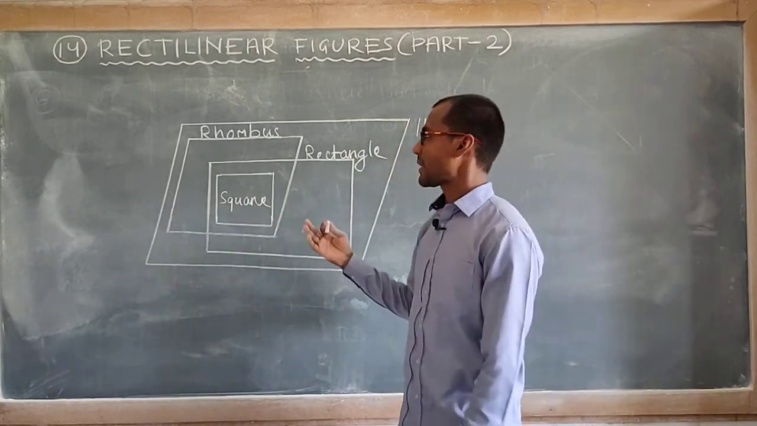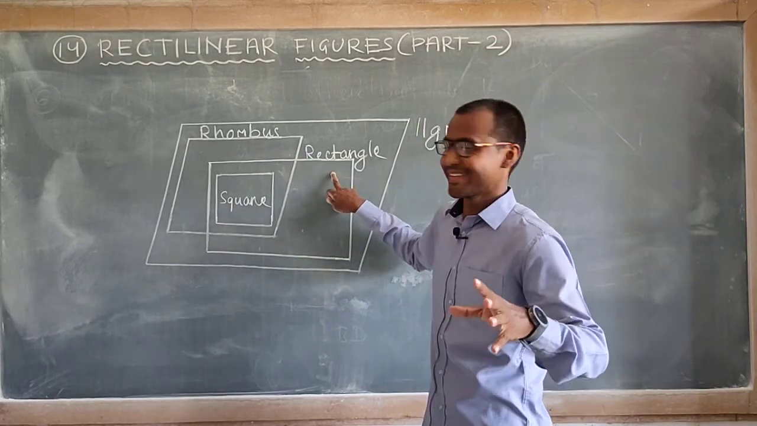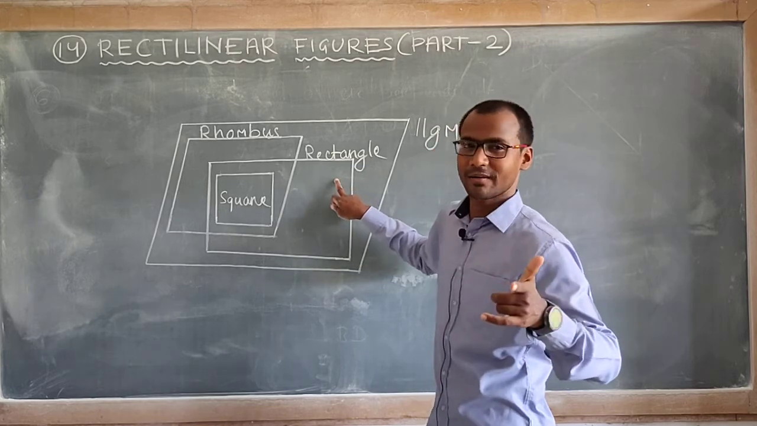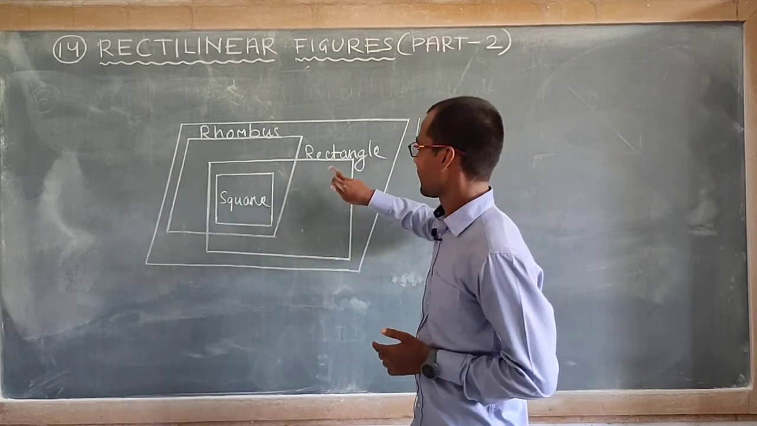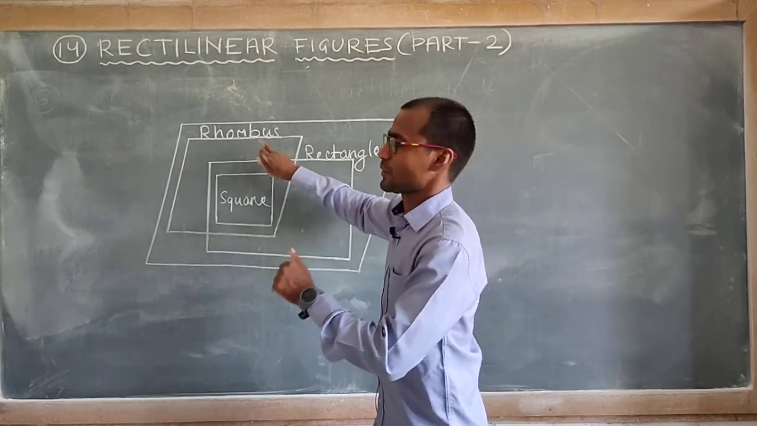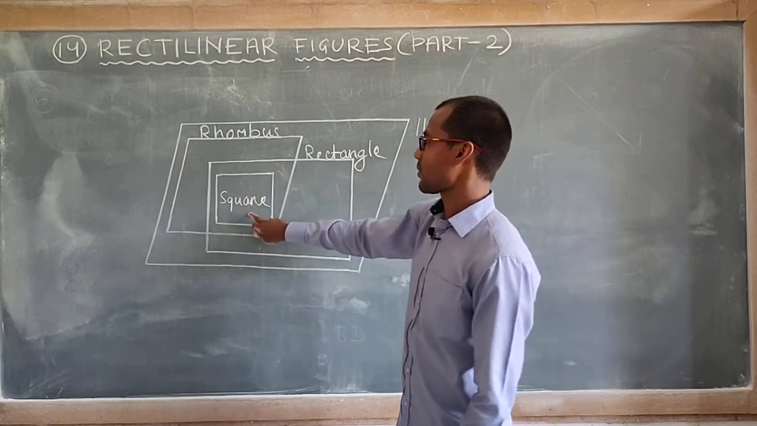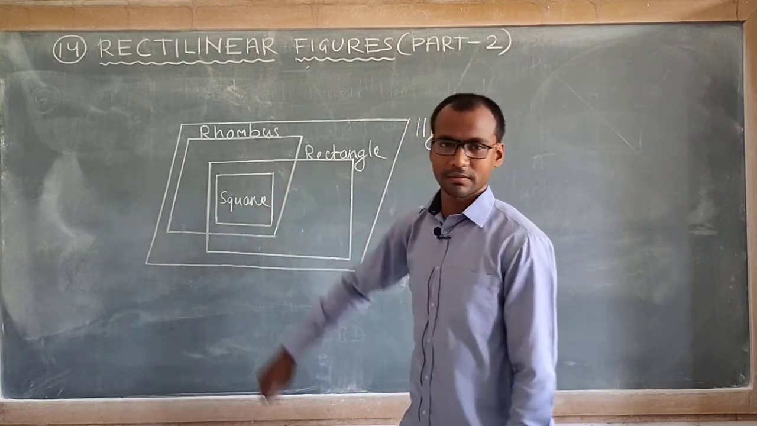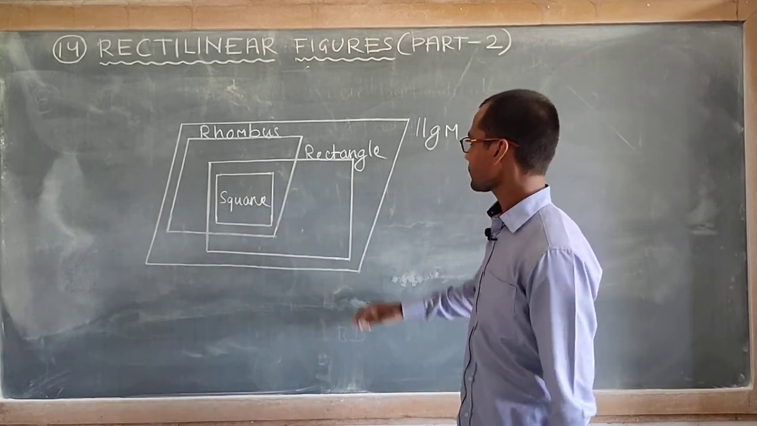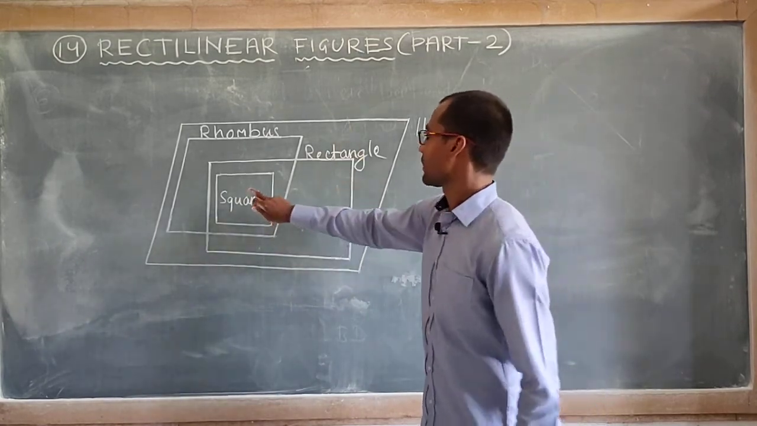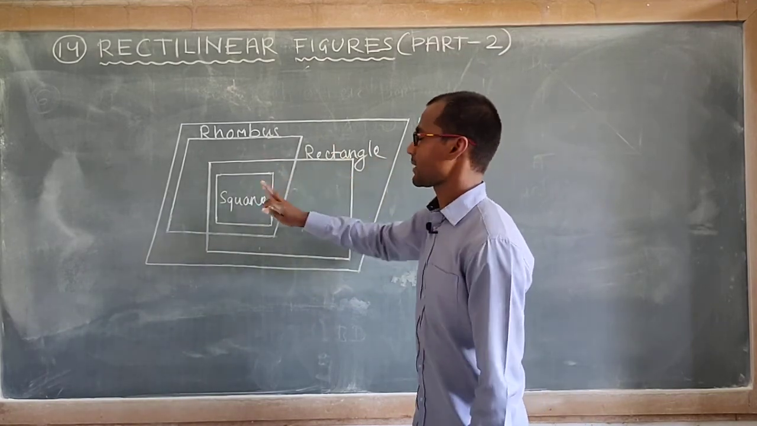So you can imagine that rectangle is father, rhombus is mother, rhombus is beautiful, you can see. So rectangle is father, rhombus is mother, and square is their child, their offspring. So it will derive both the property of father and mother. So this is the diagram which you have to remember, the relation among parallelogram, rhombus, rectangle and square.